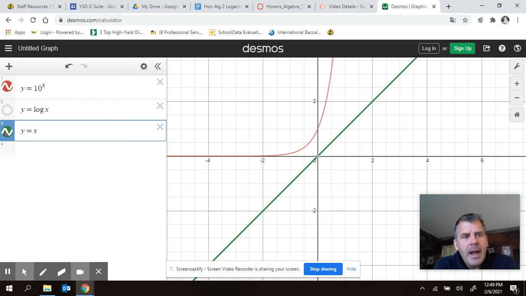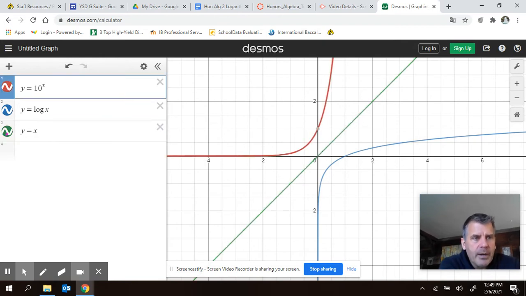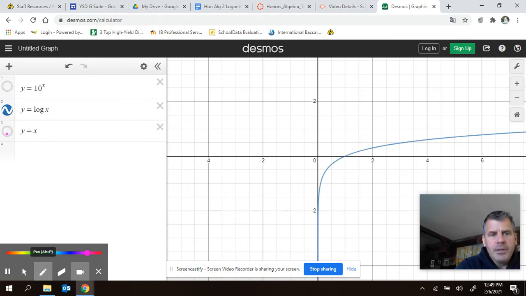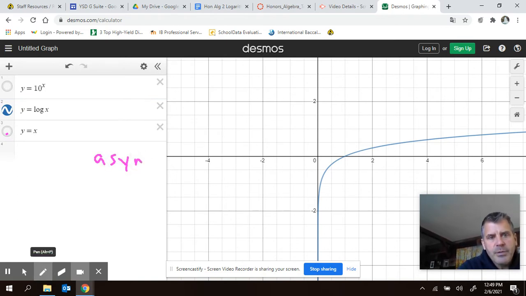If I turn on y equals log x, you get this reflection of our exponential. Now there are some key points to look at when we're talking about the log as a function. First of all, we have an asymptote, and that asymptote is the y-axis. You might make note of that first off, and you might want to write this in your notes.